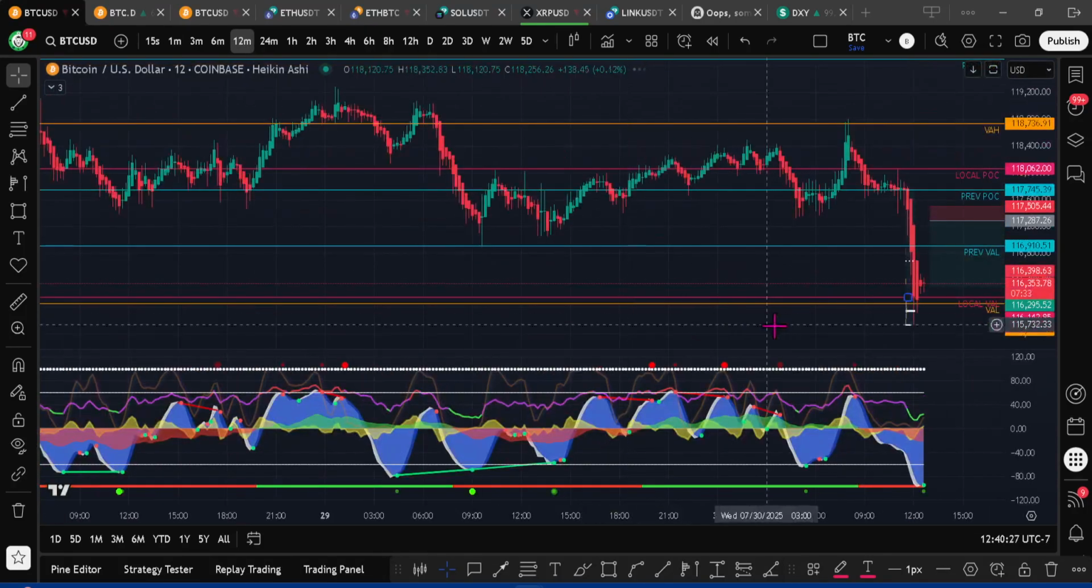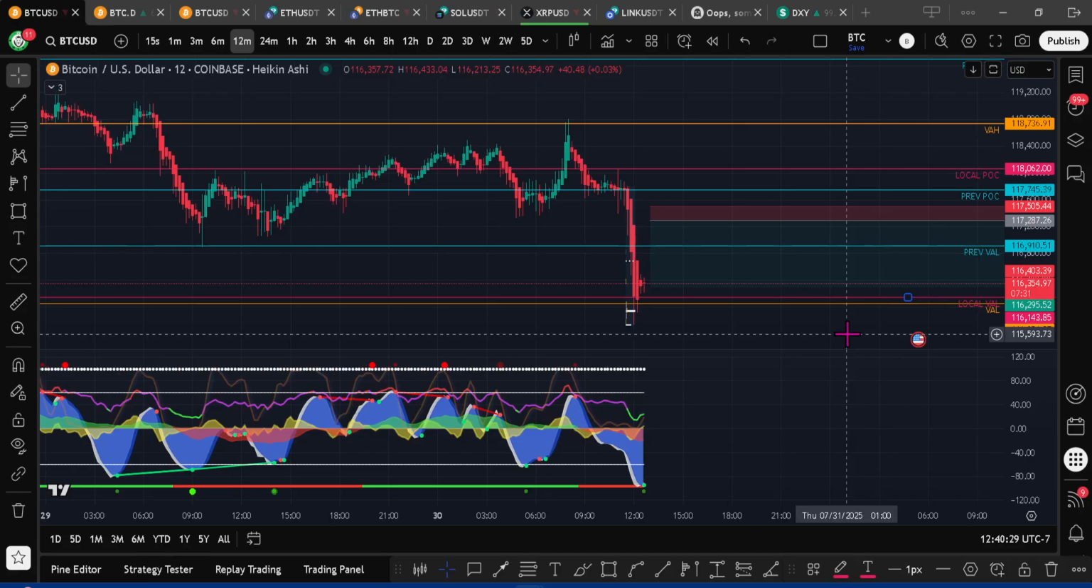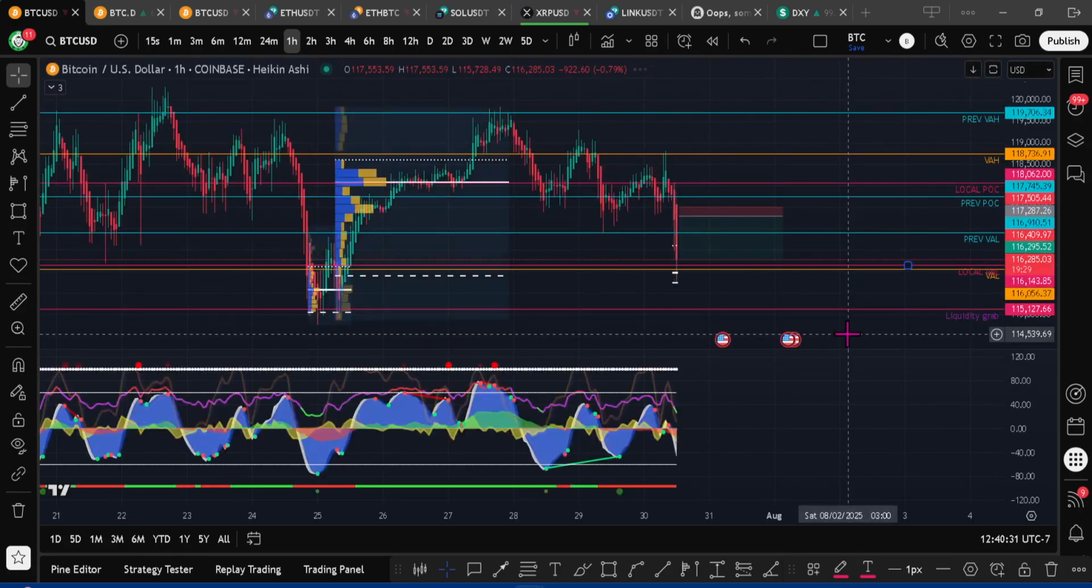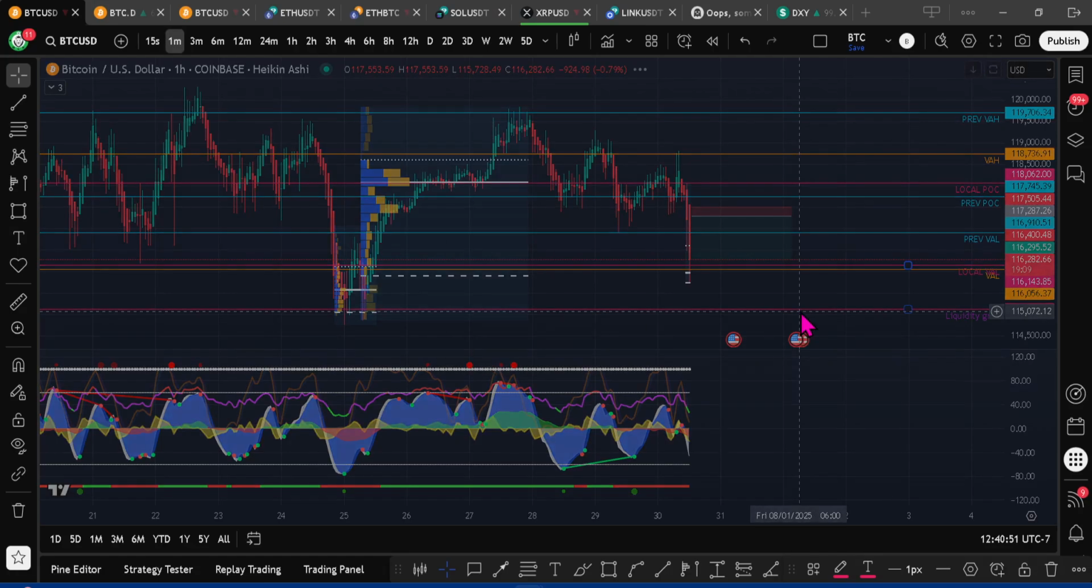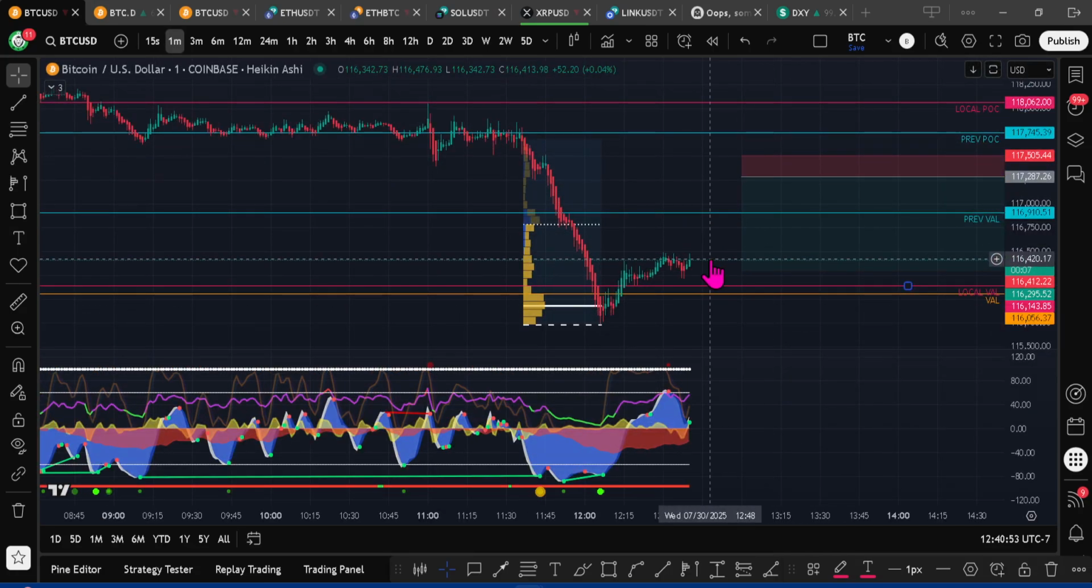What would be that stronger support level? Let's see if we can find it. You have the point of control down here, 115,500. You also have the value area low at this, I called liquidity grab, at 115,100. Okay, looks like we could get the move up.